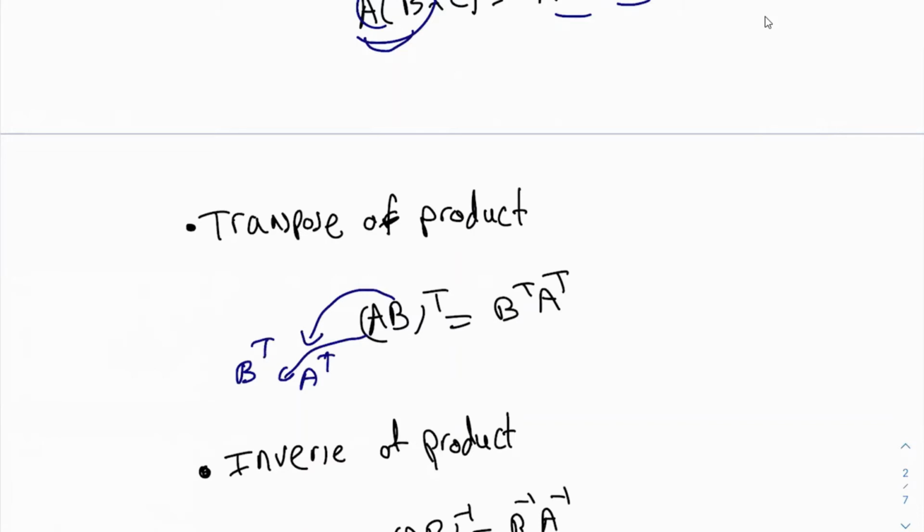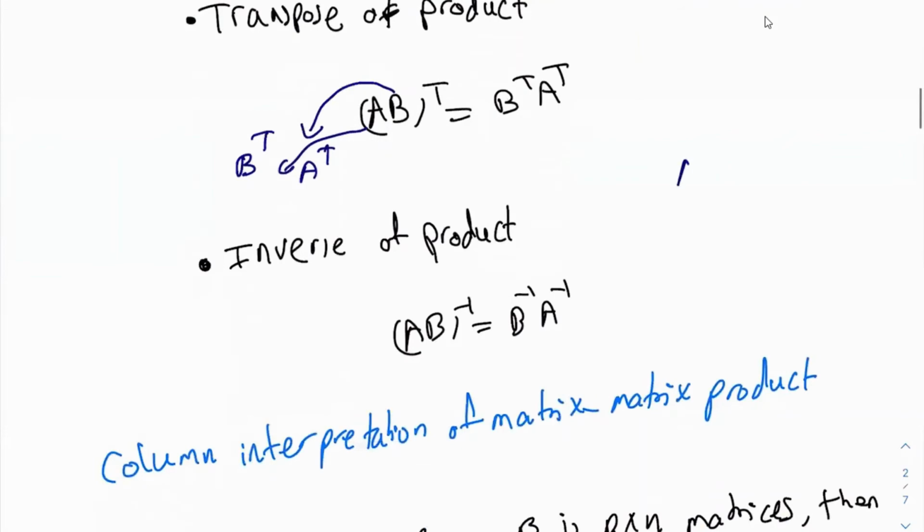The same thing applies for the inverse, interestingly enough. So if you have (AB) inverse, of course, in order to make any sense, if you have watched the video for the inverses, this means that AB should be invertible. This means that A times B should be a square matrix. So this one is the same thing. It becomes B inverse, A inverse.